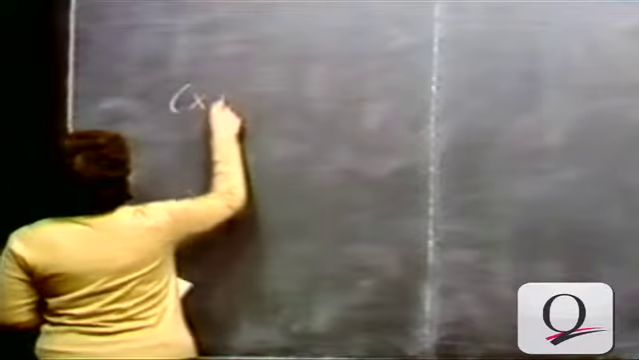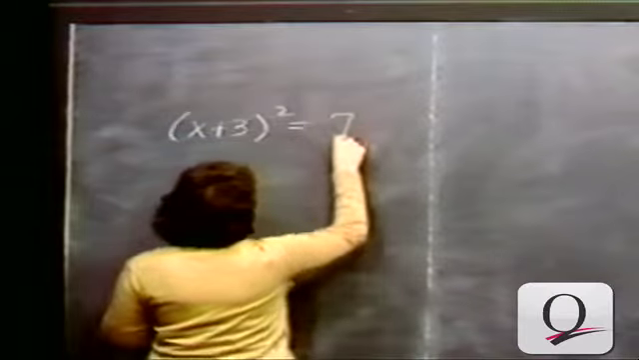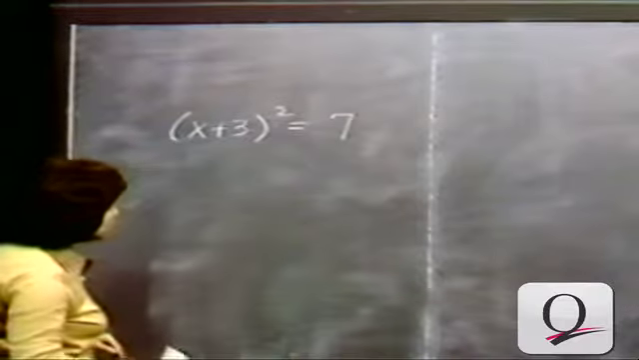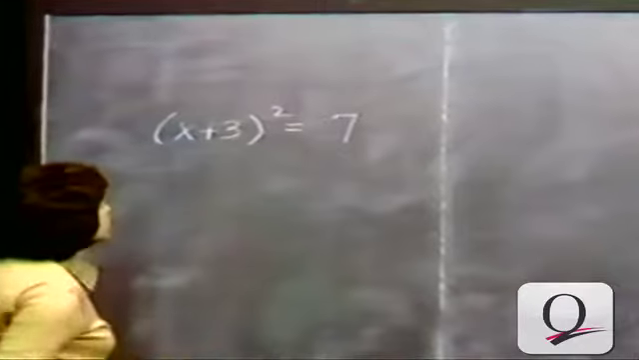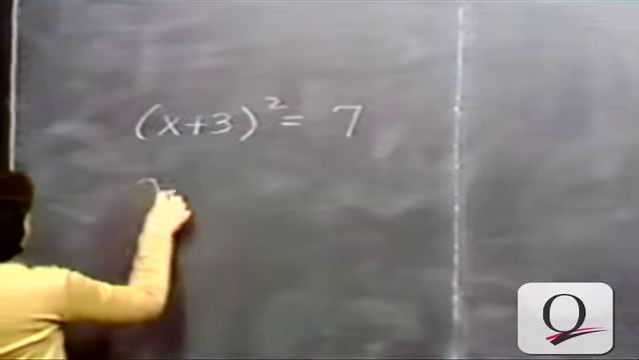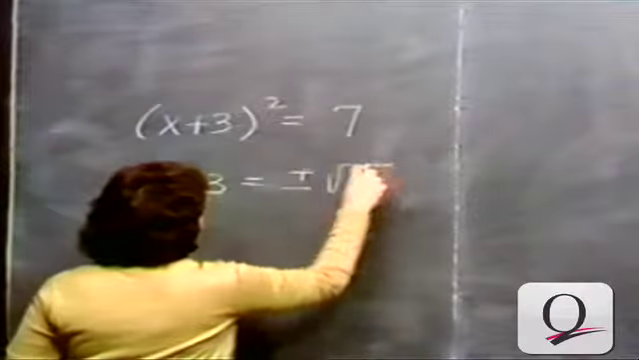Okay, before we get to that, let's look at an example that we can work out by taking square roots. Here is a quadratic equation, and we can solve this by extracting roots. We take square roots of both sides. On the left side, we get x plus 3, and on the right side, plus and minus the square root of 7.